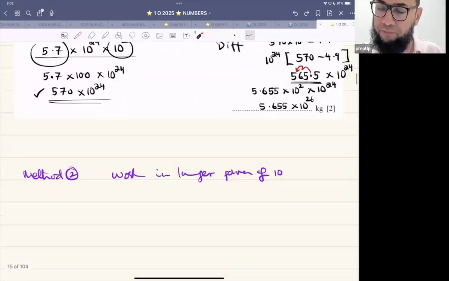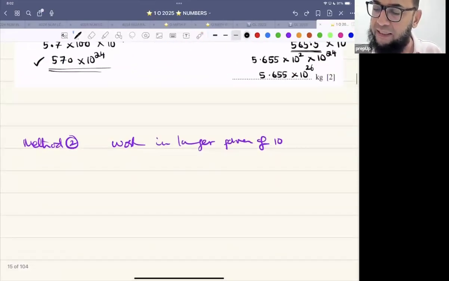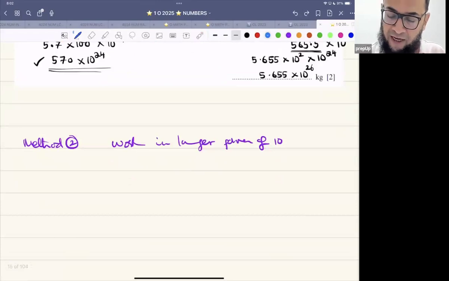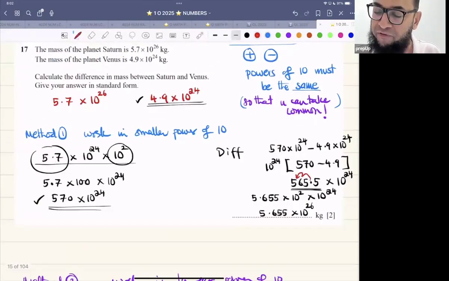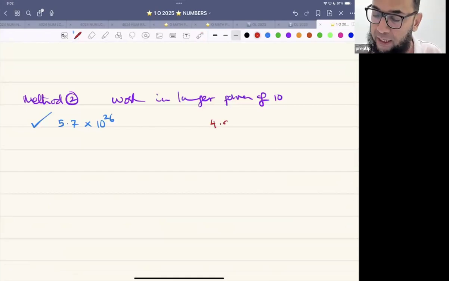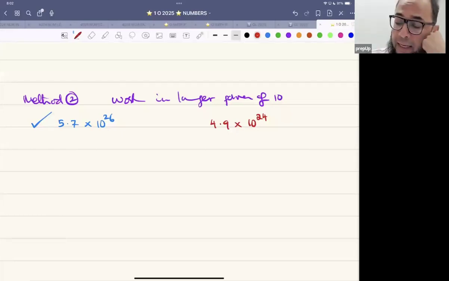Work in larger powers. So 5.7 into 10 to the power 26, leave it as it is. This is all good. 4.9 into 10 to the power 24. What should I do? I should make it 26. Can I write this thing as, let me shift this over here.